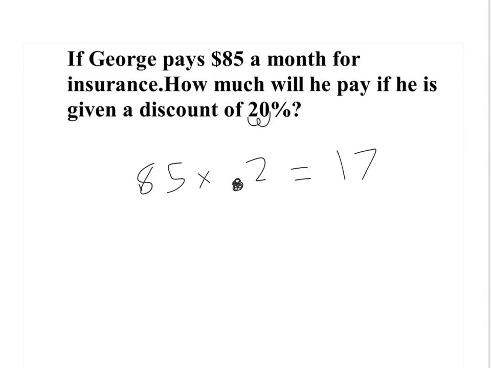Is that how much he's going to pay, $17? No, that's how much is taken off, right? So what I do is I take 85 minus 17, and that tells me how much I'm actually going to pay, and that's $68.